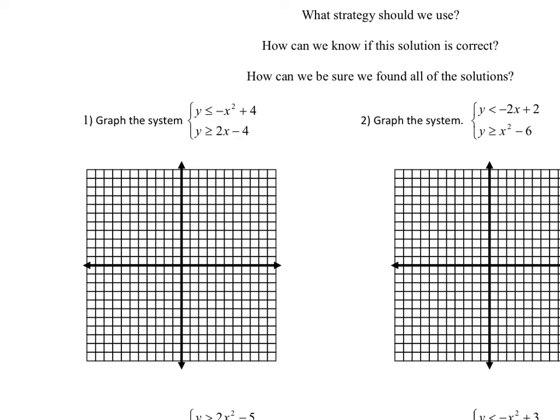So the first thing we want to do is identify the type of graph that we will be graphing. As we look at these two inequalities, I want to identify that my first equation is a parabola so that I know exactly what I'll be graphing before I graph it. And then the second equation is a line. As I go to graph, I'll graph the first inequality in red, which is going to be a parabola, and the second inequality in blue, which is going to be our line.